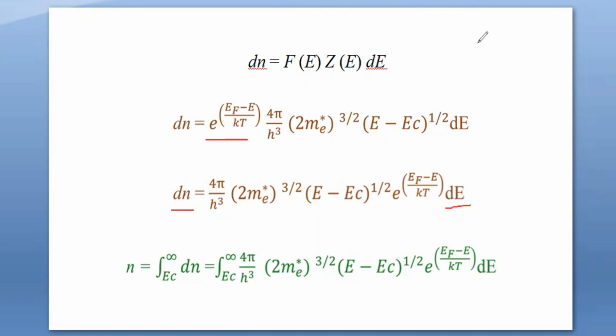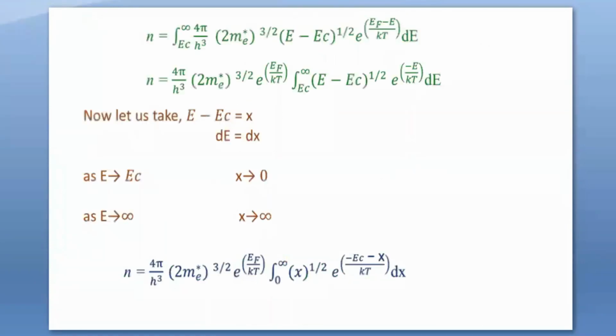These are the small number of electrons present in the small energy range dE. We need the electrons present in the whole conduction band, so let us integrate this dN. As we need the electrons in the conduction band, the minimum energy is the conduction energy level EC and the maximum energy is infinity. So integrating the above equation between the limits EC to infinity, integral EC to infinity dN is equal to integral EC to infinity 4 pi by h cube, 2 me star power 3 by 2, E minus EC to the power 1 by 2, e to the power of EF minus E by kT dE. Bring the constant terms outside the integration.